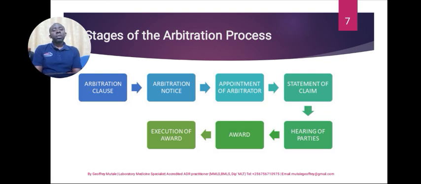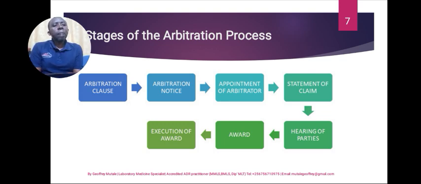Then the disputing parties, actually the person putting up a claim, must issue a notice of arbitration to the partner, and it must be received. When a notice is given, the next thing to do is to appoint an arbitrator. After appointing an arbitrator that both parties are comfortable with, or arbitrators for that case, because in an arbitration process you can have one arbitrator or more than one arbitrator.